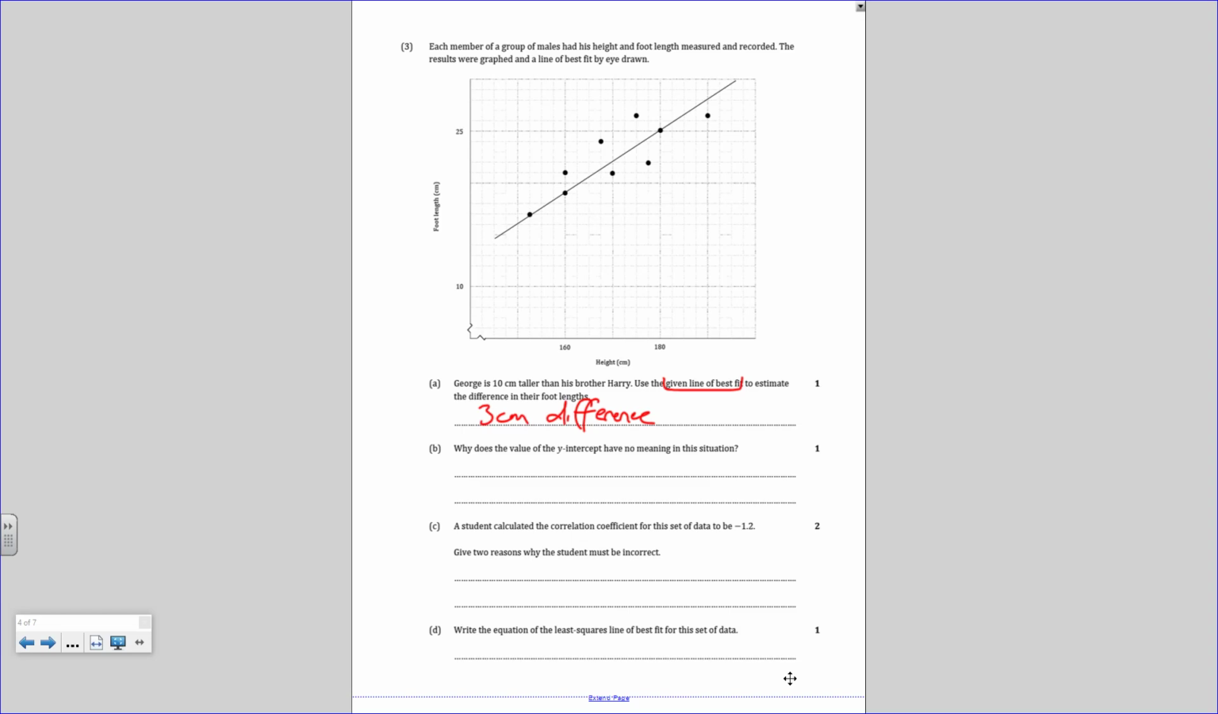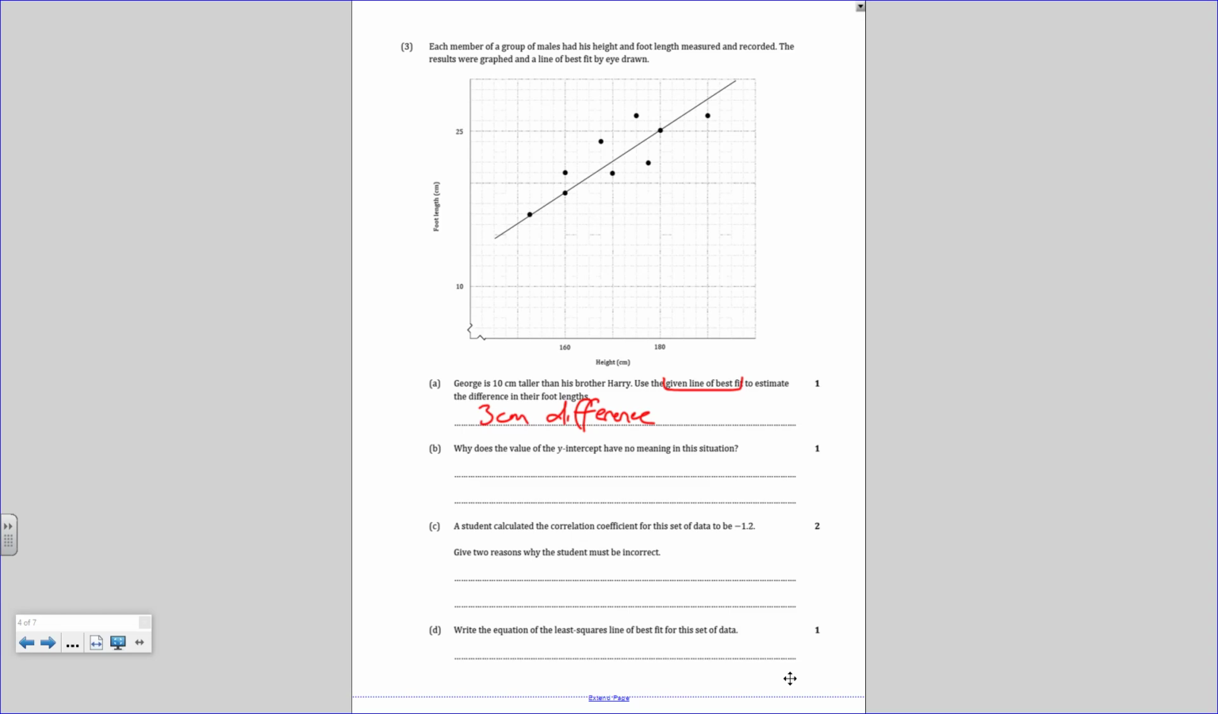Going to question B, why does the value of the y-intercept have no meaning in this situation? So there's a couple of kind of right answers for this, but there are lots of wrong answers as well. First of all, some people just said there is no y-intercept, and you might be able to say that, like, just looking at this, there is no y-intercept drawn in this line, and that's kind of correct, but we need more detail as to why it really doesn't make sense.